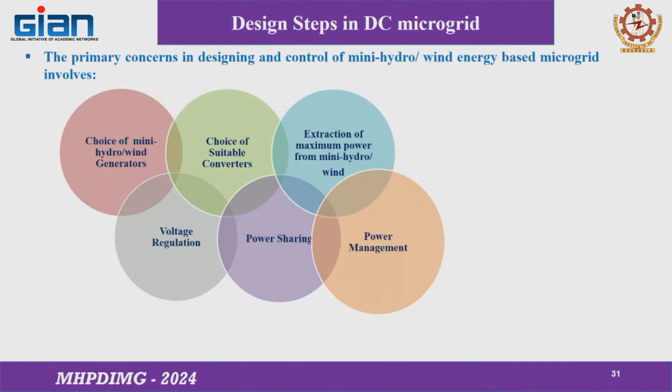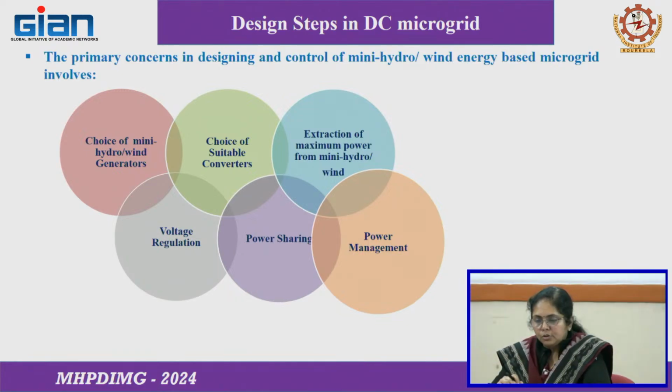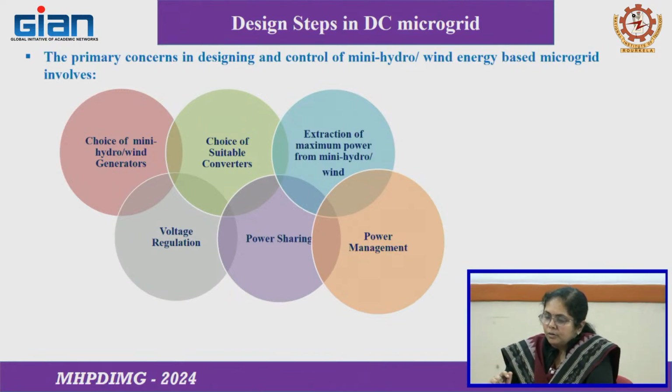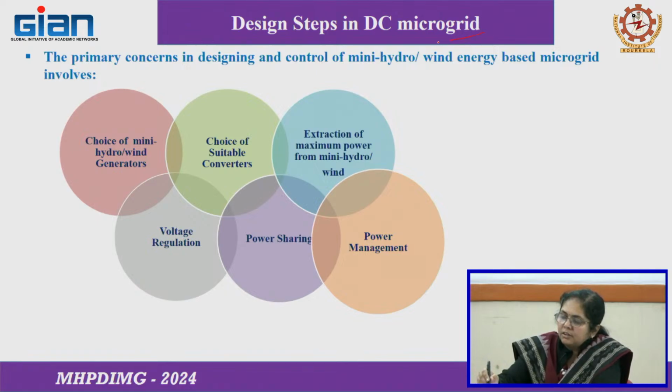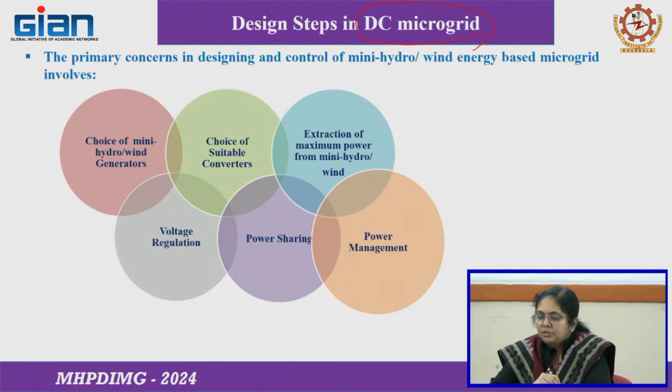But I will tell a little bit about tomorrow's topic, which we are going to implement in the lab. It is already implemented, and it will be demonstrated to you in tomorrow's lab class. So, overall, our aim is to integrate the renewable energy system to the DC microgrid, and here in the course we have mainly focused on the mini hydro power plants.